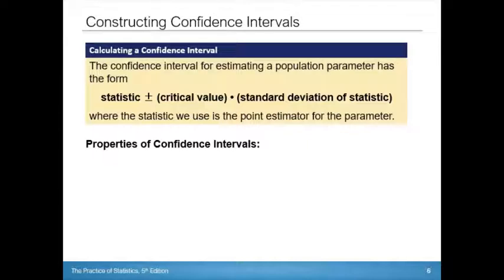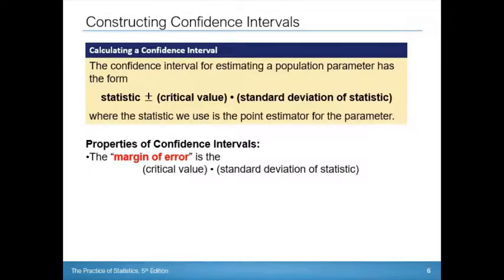All right, so again, we have the statistic plus or minus the critical value times the standard deviation of the statistic. And the statistic is just the point estimator, so that would be the X bar or the P hat. All right, the margin of error. The margin of error is made up of the critical value times the standard deviation of the statistic, the standard deviation of the sampling distribution.